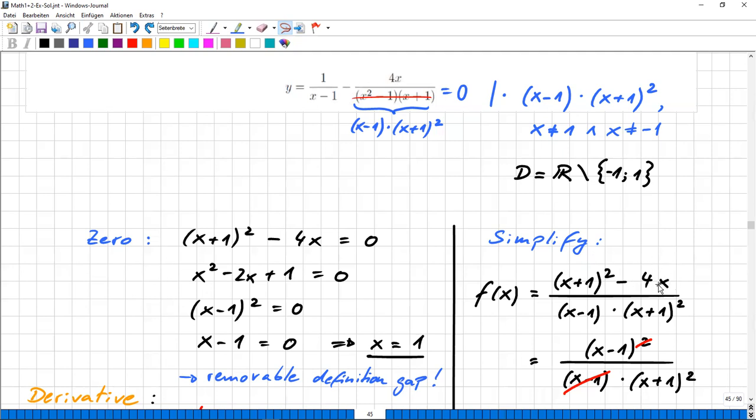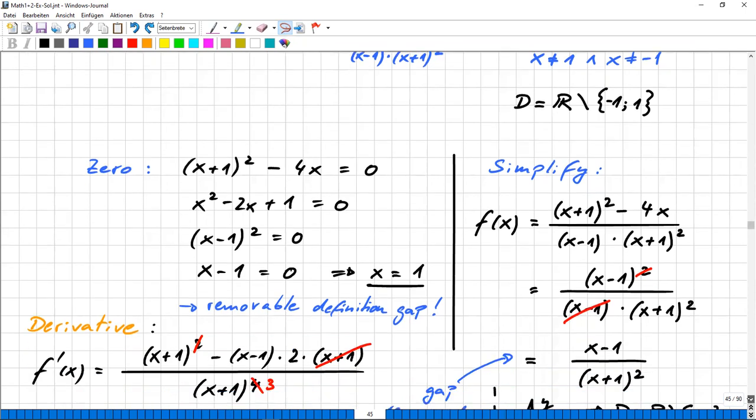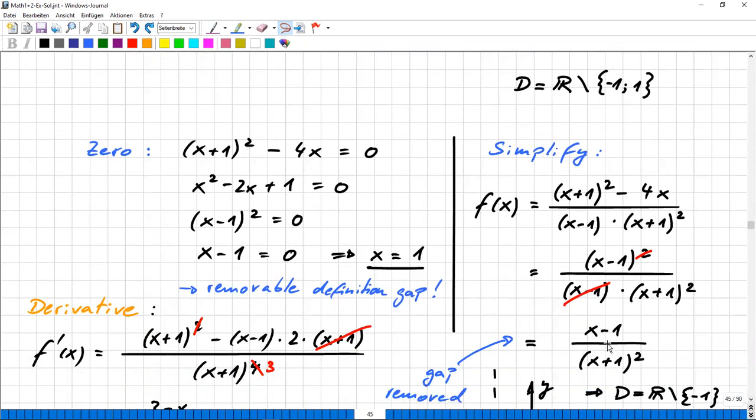You see what happens here is the same thing again as here. This gets transformed to be the second binomial formula. And now I see that I can cross out one of these x minus 1 factors of the numerator against the one in the denominator. And this is the moment where I'm successfully removing this removable definition gap because it's gone away below. And now you see what remains is much nicer than the original form. This is a fraction of the sort x minus 1 over x plus 1 in parentheses squared.